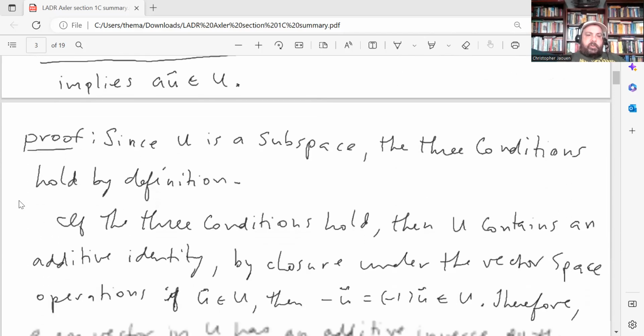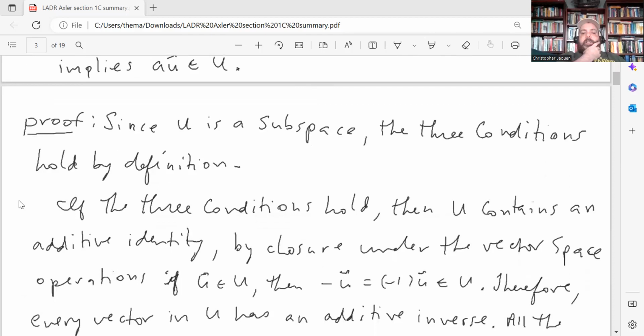And then just a proof of this. Since U is a subspace, the three conditions hold by definition because it's a vector space, so it has to be closed under the operations, and the 0 vector has to be in there. That just comes from the fact that it's a vector space, meaning it already satisfies the vector space axioms.